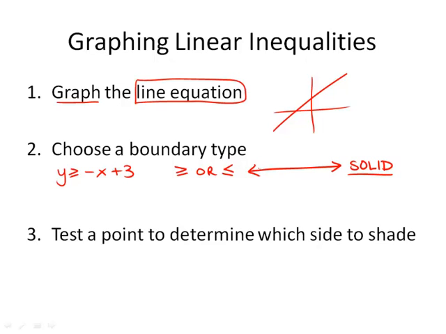That indicates that you're including all those points. If, for example, you had the same line equation, but you weren't including any points on the boundary, however, you were including everything all the way up to that boundary, greater than or less than, you would signify it as a dotted line.